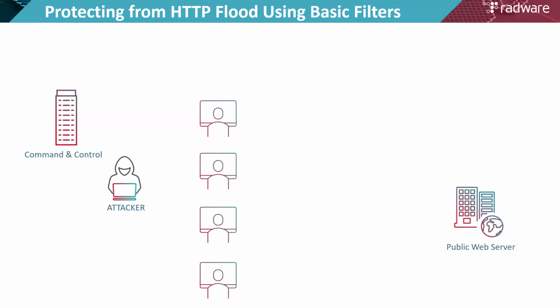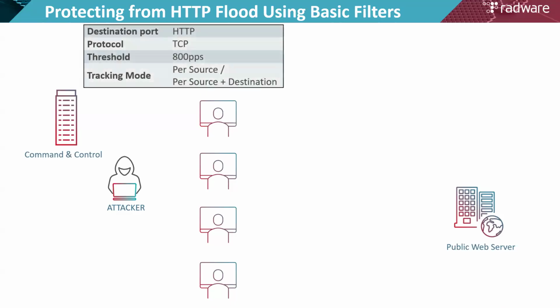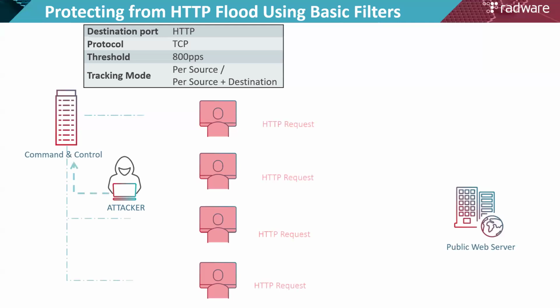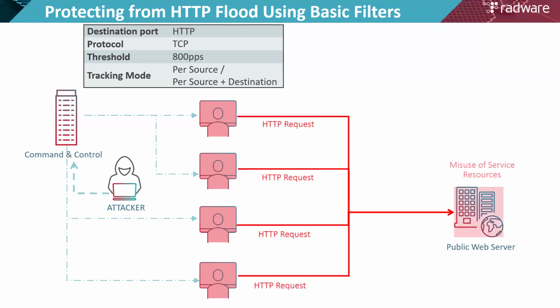Sure. So, protection from HTTP flood using basic filters. We'll be defining a traffic filter rule in order to stop an HTTP flooding kind of attack. Here the threshold is set to 800 packets per second. If the number of incoming packets goes above 800 packets per second, then we'll start dropping the packets altogether. So this is again using basic filters.